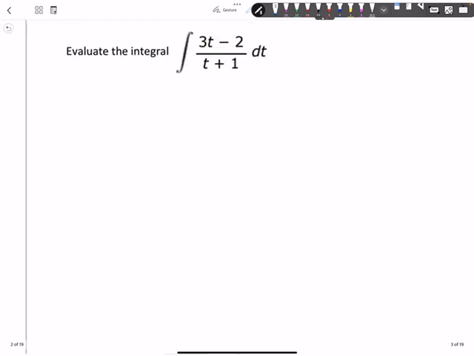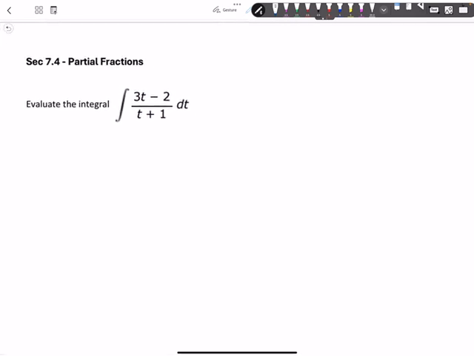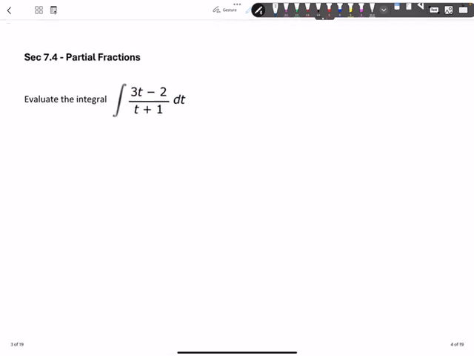All right. The next problem here wants me to evaluate the following integral, and this is the integral of 3t minus 2 divided by t plus 1. All right, so problem recognition is really important here. We're finding the integral of a rational expression, so that is a polynomial divided by a polynomial. We see that u substitution does not work. So we really want to see if we can expand this thing.